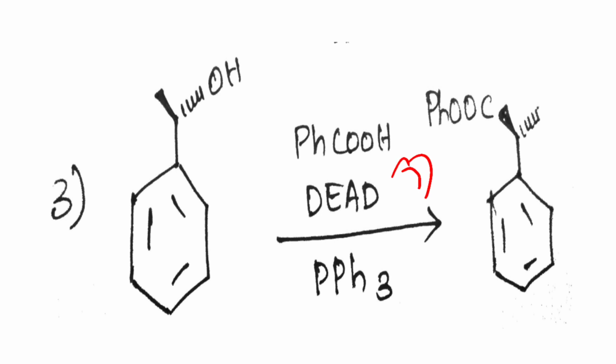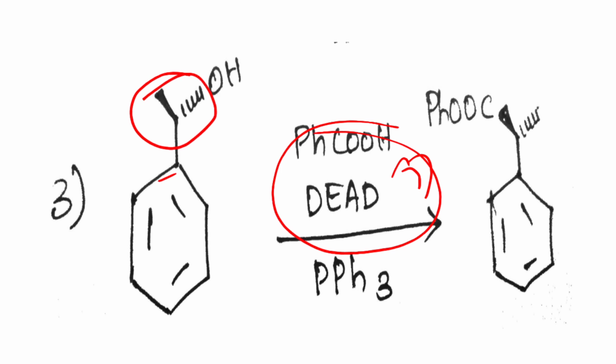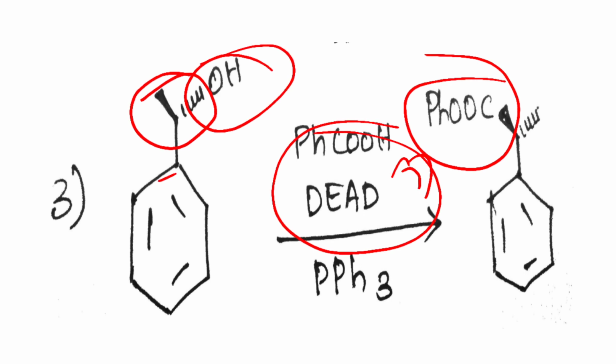In the next example, sometimes you are asked to find what reagents are used in the reaction. You are given these two, and you want to find this. Here this group is substituted by benzoic acid and it is inverted. So here we are using benzoic acid, DEAD and triphenylphosphine. So this is about the Mitsunobu reaction.